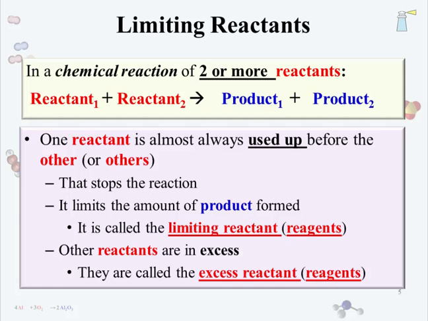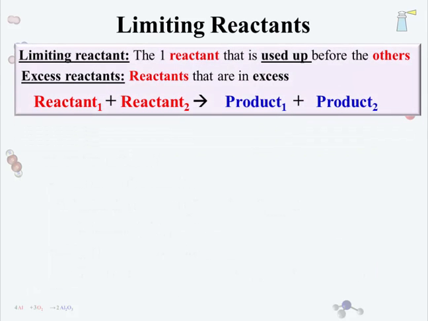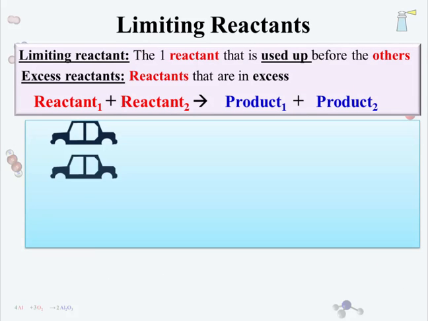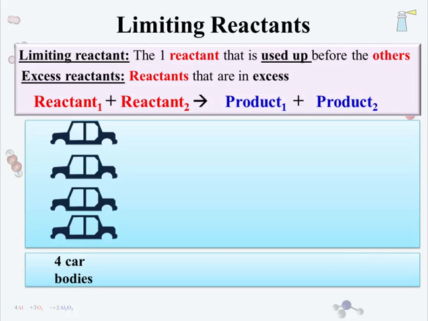Before proceeding with solving limiting reagent problems, let's make sure we fully understand the concept. To do so, we will invoke a simple cartoon. Say that there's an automobile factory, and it currently has 4 car bodies. The factory makes complete automobiles, so these bodies still need additional parts. In chemistry terms, they need other reactants to produce automobiles.